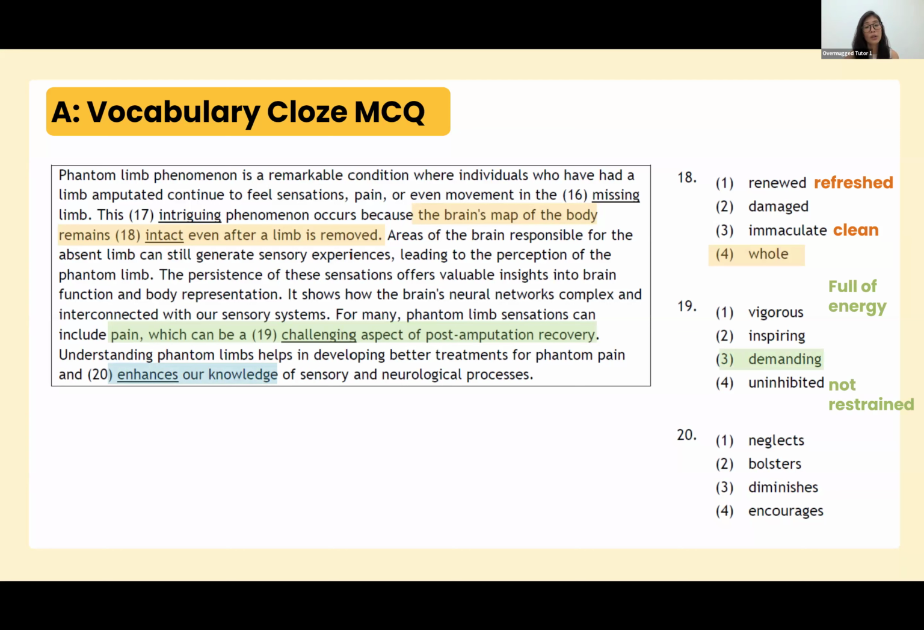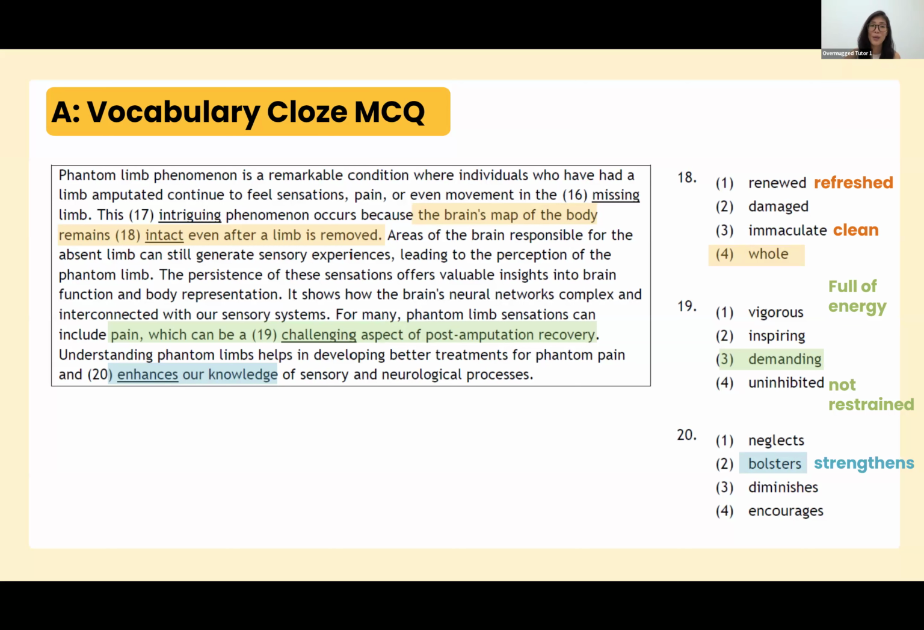And finally, for question 20, it mentions how knowing about phantom pain can enhance our knowledge. So enhancing our knowledge is a positive word. The only two positive words that we have are options 2 and 4. In option 2, bolsters means to strengthen, and encourages would actually be a verbal encouragement to support someone. So because we're talking about knowledge here, option 2 is appropriate. And that wraps up the vocabulary cloze MCQ.